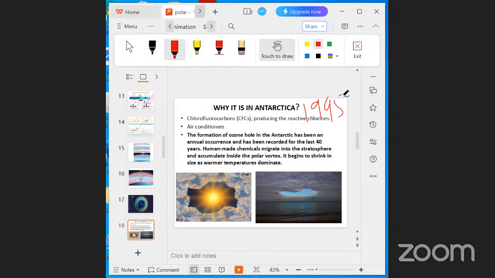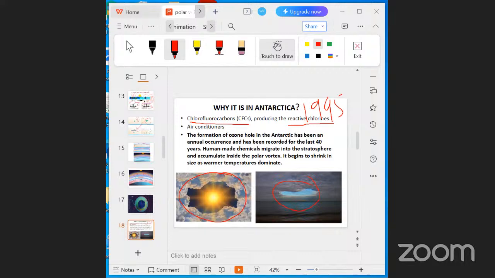Okay, right. So in the year 1995, some scientists discovered a massive loss of ozone layer over Antarctica. Because one factor is the chlorofluorocarbons. These are producing reactive chlorines, that break down ozone. But where do those chlorofluorocarbons come from? Well, they are all over the world, right? So they come mainly from which one?